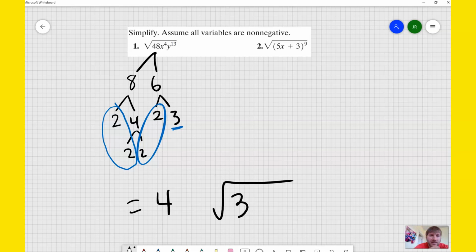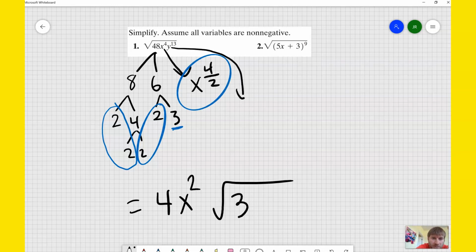Now look at the x's. X to the 4th. I can already write a 2 under that 4 because 2 will already go into 4. So that's going to come out as a what? As x to the 2nd.